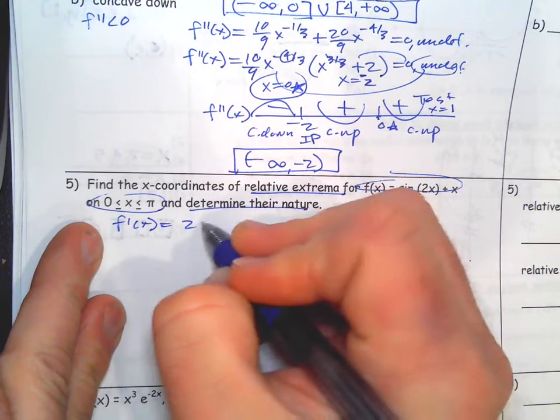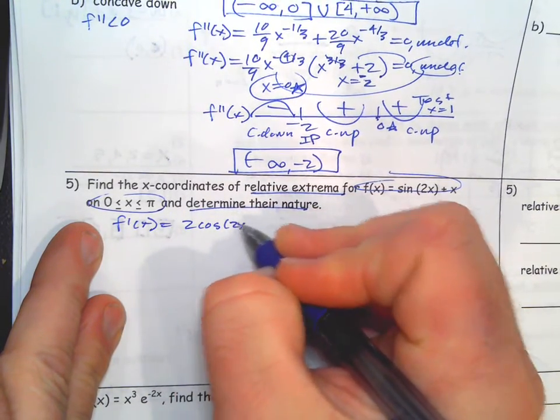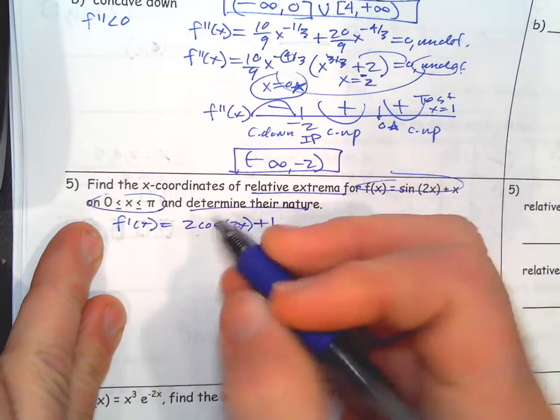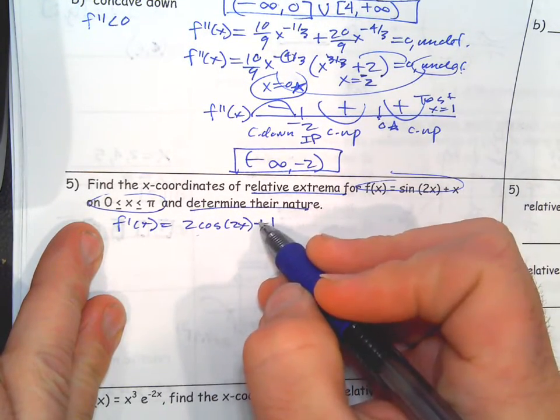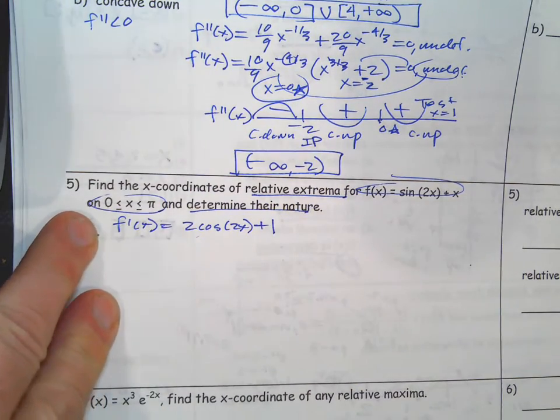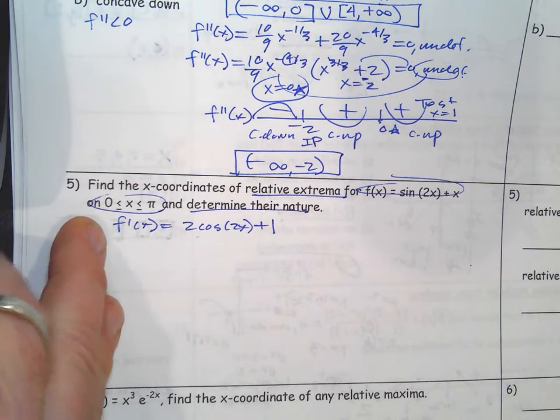It's going to be 2 cosine 2x plus 1. So I'm already doing chain rule in my head nowadays, where I just put the number out front because I'm like, there's going to be an extra 2 afterwards. Let's just put it in front where it's going to end up.